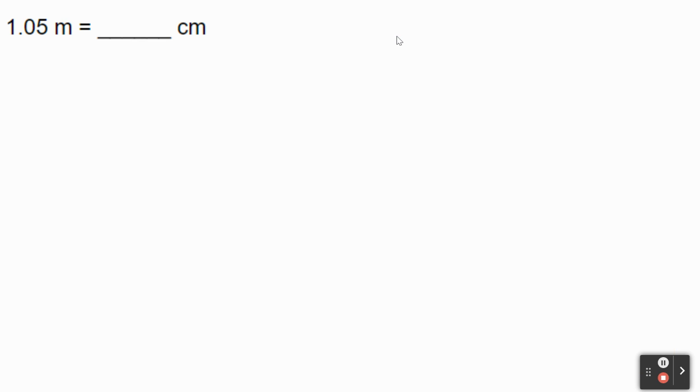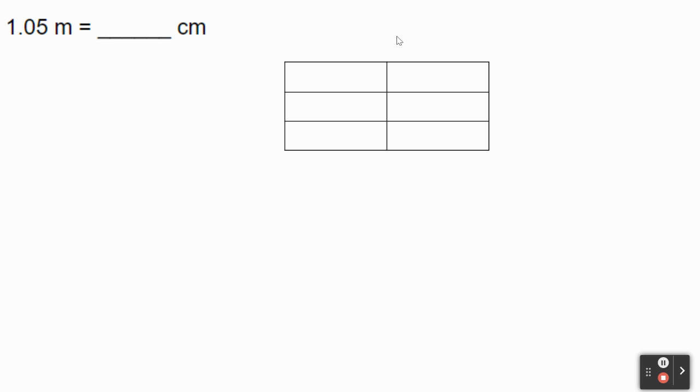Now let's try using the metric conversions to help us convert. So here we're starting with 1 and 500 meters, and we want to figure out how many centimeters that's equal to. Same thing, we'll start with the table. We'll put meters on the left since that's the unit we're starting in, and centimeters on the right since that's the unit we're ending in.